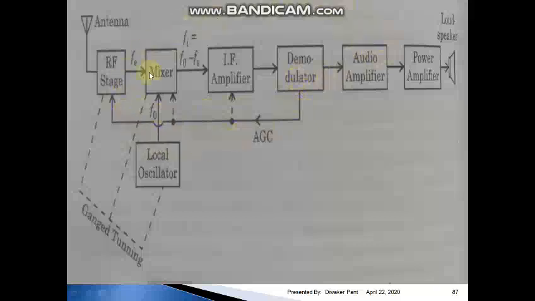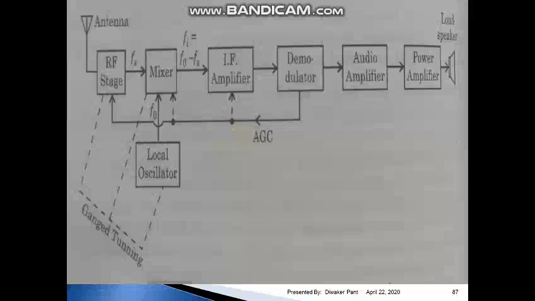So this is basically the working of a superheterodyne receiver, and the superheterodyne receiver is a very famous receiver and is suitable for the majority of radio receiver applications like amplitude modulation, frequency modulation, communication, single sideband, TV, and even radar receivers. They all use the superheterodyne receiver.